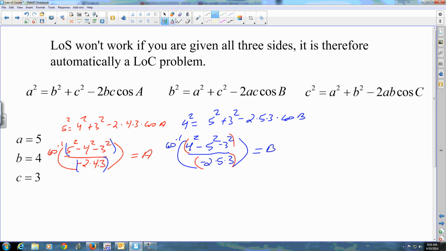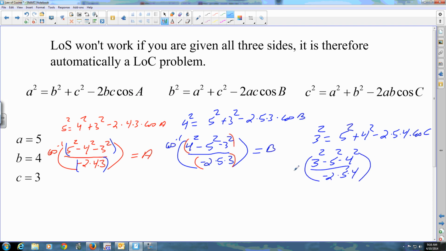And for the last one, you guys again know what to do. You're just going to fill the numbers in. So I have 3 squared is equal to 5 squared plus 4 squared minus 2 times 5 times 4 times the cosine of C. Move this stuff over. And then take the inverse cosine of both sides. Remembering, to be a broken record, I need to put in another set of parentheses.